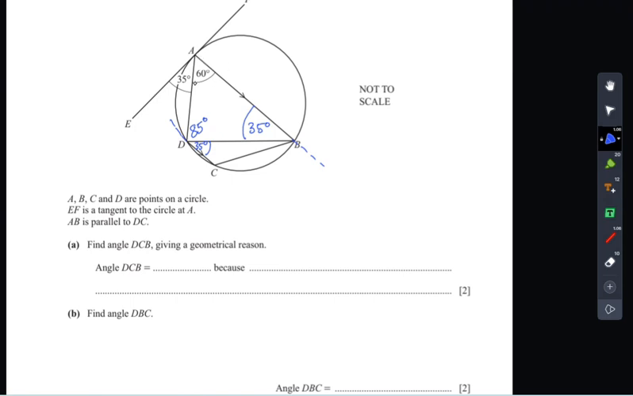That's 35. And then if you look closely, ADCB is a cyclic quad. So this whole angle 60 plus this one must give us 180. So this angle here is 120 degrees. Okay, and then when we add 85 plus 35 plus 35, we must get 180.